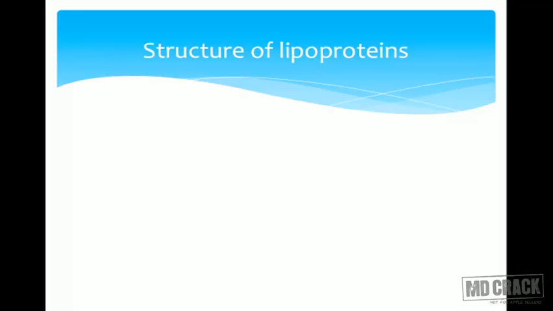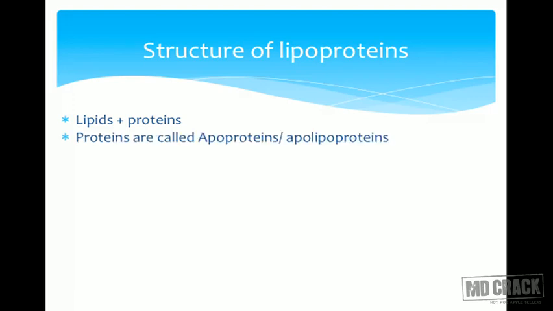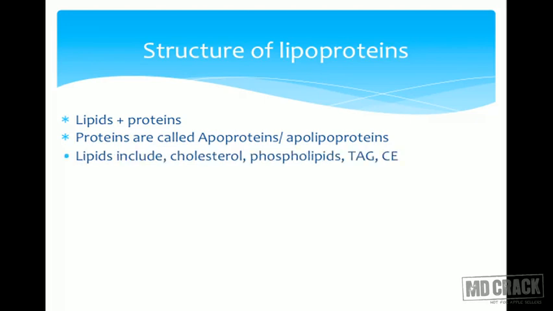What is the main structure of all these lipoproteins? Please remember, lipids plus proteins. And what are these proteins called? The proteins are called apoproteins, and they are named ApoA, ApoB, ApoC, ApoD. Like that, they are called apolipoproteins or apoproteins.